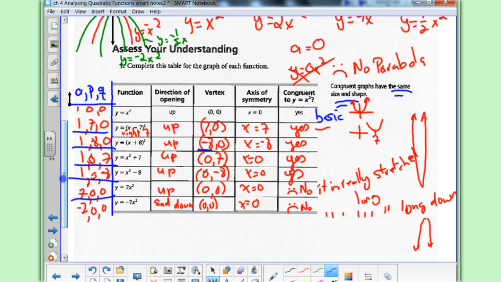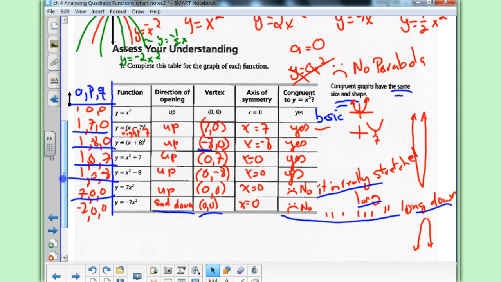This one, its opening is up, its vertex is 0, 0, but it's not the same as x squared because it has been stretched. It's stretched long. No, it's really stretched long. And lastly, it's minus 7 x squared. This one is sad. Its vertex is 0, 0, and it's been stretched long downward. It's not congruent to our first parabola.